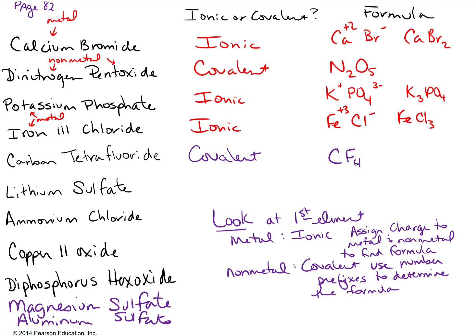Lithium sulfate. That's ionic, because lithium's a metal. Just look at the first element, find it on the periodic table. If it's on the left of the zigzag line, it's a metal, and you're doing an ionic compound. So we have lithium.